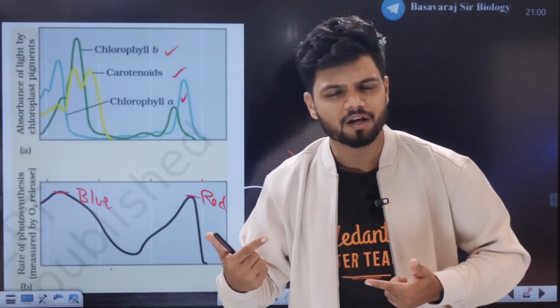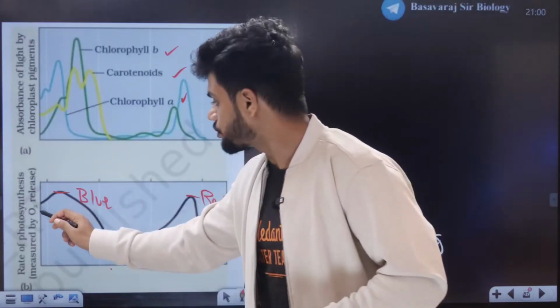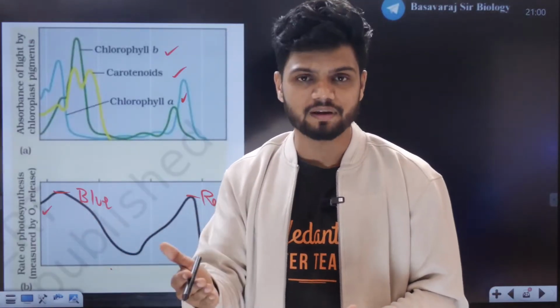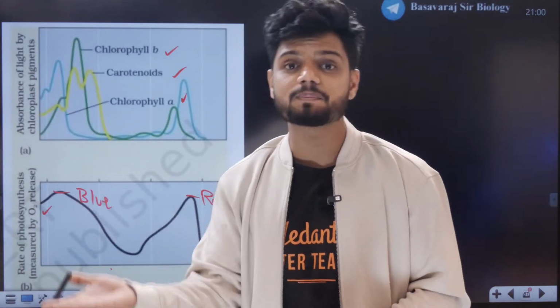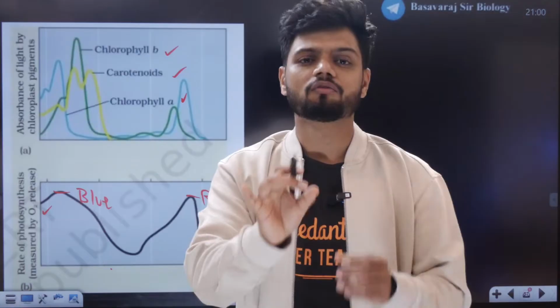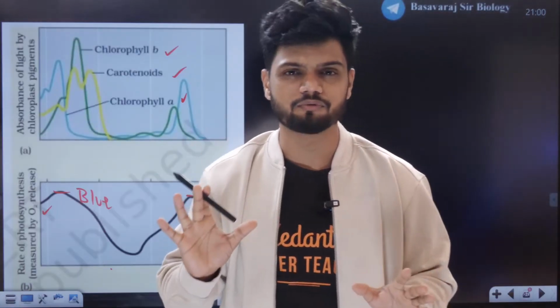How do you find it? If the photosynthesis is higher, there is more oxygen. That's all. Find at which wavelength of light more oxygen is being released. It means that in that particular wavelength, photosynthesis is happening at a much faster rate.